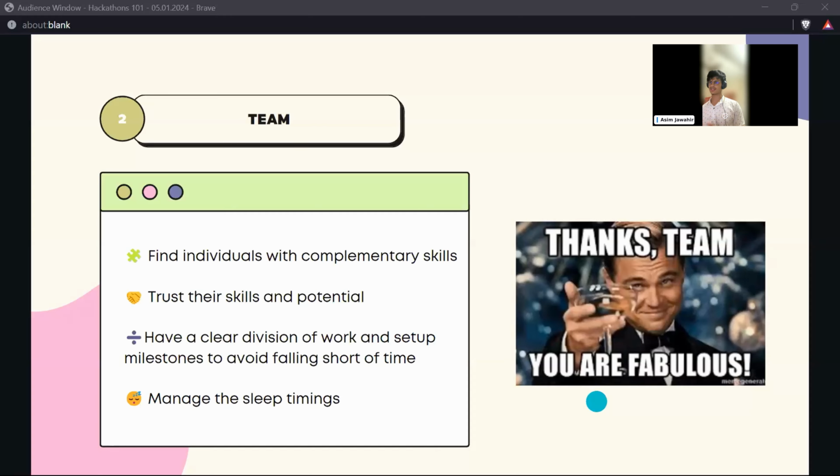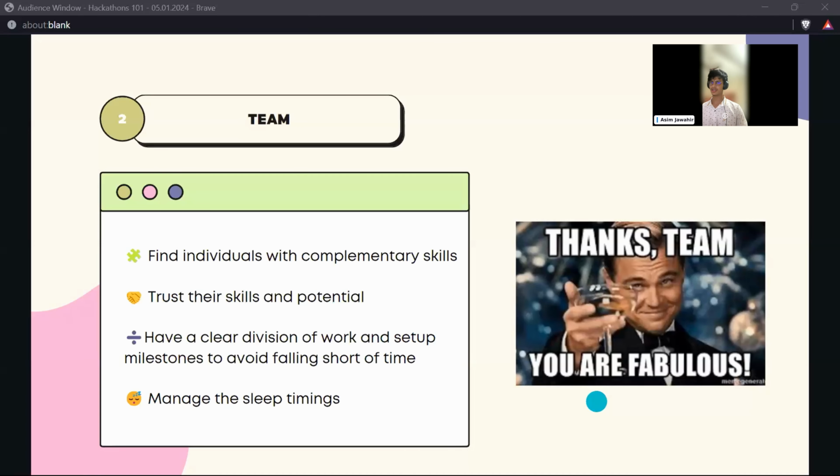Another thing, for short hackathons such as the 24-hour to 48-hour ones, like Pat said, you've got to manage sleep timings. There might be some really awesome programmers who work 48 hours straight without sleep, sipping on coffees, but some people would need to sleep 3 to 4 hours. So do communicate that with your team and have a proper rotation of people sleeping.